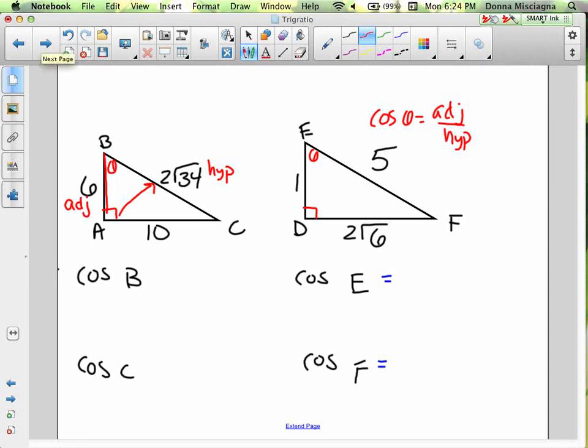All right, so the cosine ratio for angle B is going to be 6 divided by 2 square roots of 34. So first of all, we could rationalize, and second of all, we could reduce. All right, 6 and 2 are both divisible by 2. 6 divided by 2 is 3. 2 divided by 2 is 1. All right, so that would give us 3 over the square root of 34.